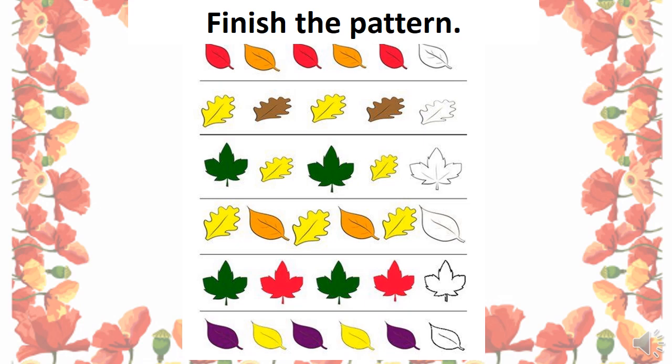Look at the second row. Yellow leaf, brown leaf, yellow leaf, then again brown leaf. Then what color will come next? It is yellow leaf. So you can see that leaves are repeating in order. They are in some patterns, the color pattern. Likewise, we can see different patterns of leaves and flowers around us. Let us see where we can find them.